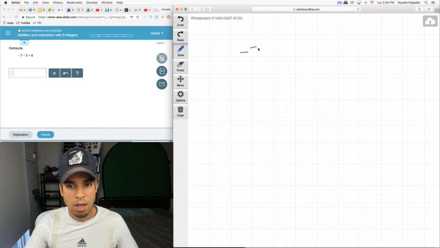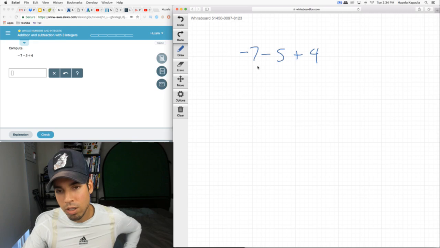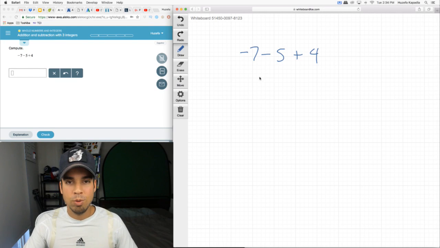Here we go, negative 7 minus 5 plus 4. Addition and subtraction with 3 integers. So since it's just addition and subtraction, we don't have to worry about order of operations. We just go from left to right. So first of all, how do we do negative 7 minus 5?